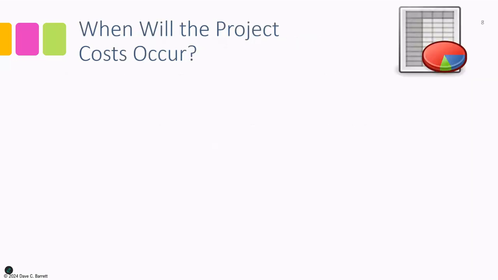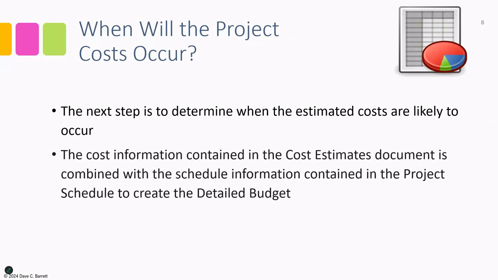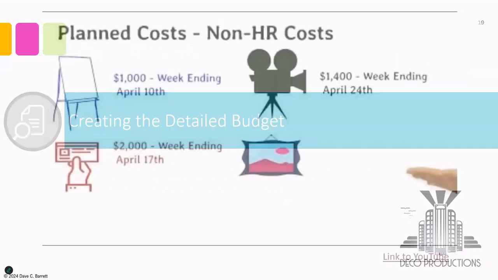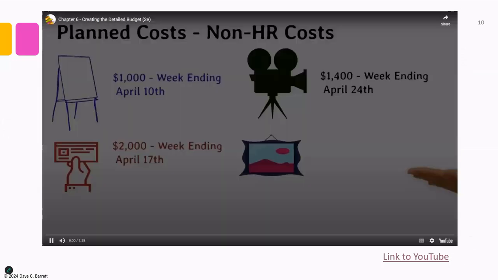Now, when will the project costs occur? It's not enough just to know what the estimated costs are, but also when will they likely occur. Now, the cost information contained in the cost estimates document is combined with the project schedule information contained in the project schedule. This allows us to create a detailed budget. Let's look at the process that takes place to create the detailed budget.